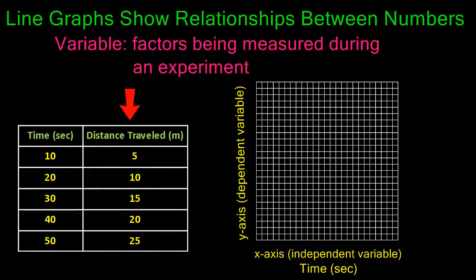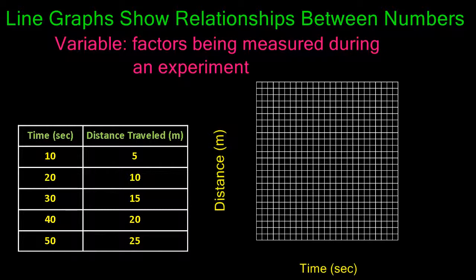Our dependent variable is the distance traveled. We didn't know this before we started our experiment. We needed to discover this as we measured our data during our experiment. So we'll place this on the y-axis.